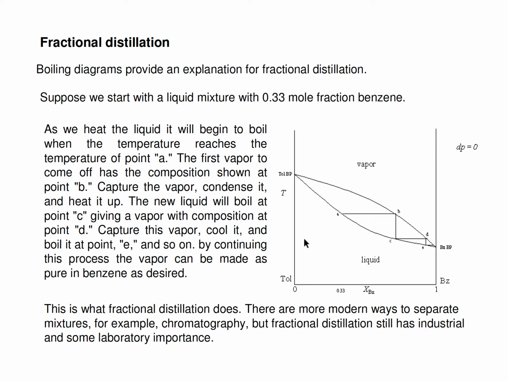point B. Capture the vapor, condense it, and heat it up. The new liquid will boil at point C, giving a vapor with composition at point D. Capture this vapor, condense it, and boil it at point A, and so on. By continuing this process, the vapor can be made as pure in benzene as we desire. And this is what fractional distillation does. There are more modern ways to separate mixtures, for example chromatography, but fractional distillation still has industrial and some laboratory significance.